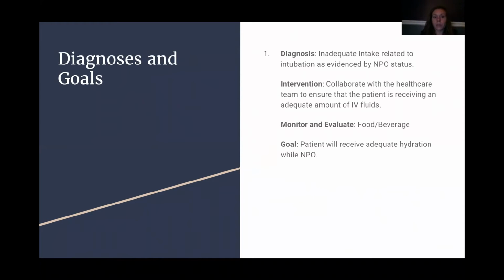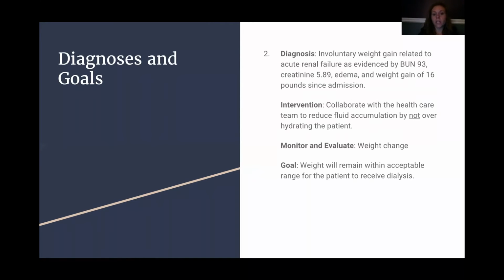So he actually had two diagnoses. The first was inadequate intake related to intubation as evidenced by NPO status. For our intervention, we were collaborating with the healthcare team to ensure that the patient was receiving adequate IV fluids, but not too much that it would cause more of a fluid overload. We monitored and evaluated food and beverage, and our goal was for the patient to receive adequate hydration through IV fluids while NPO.